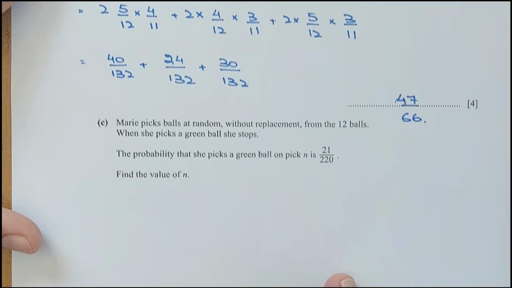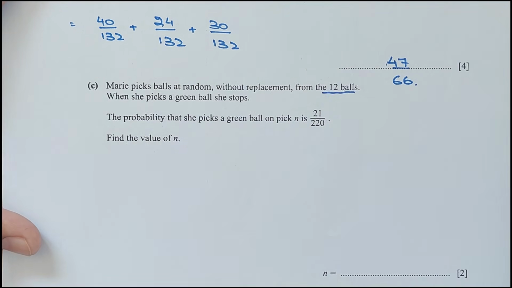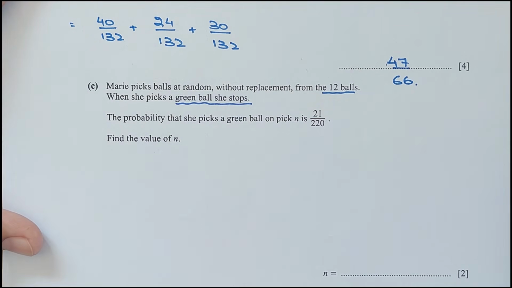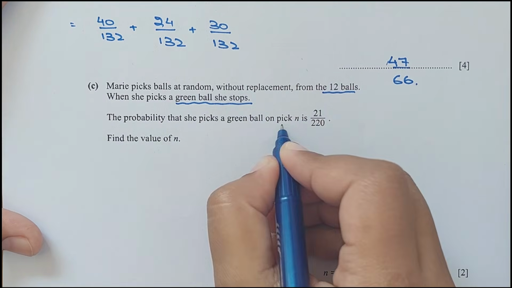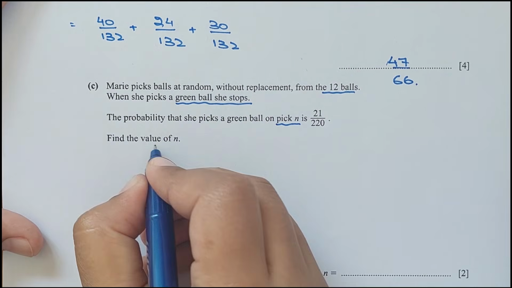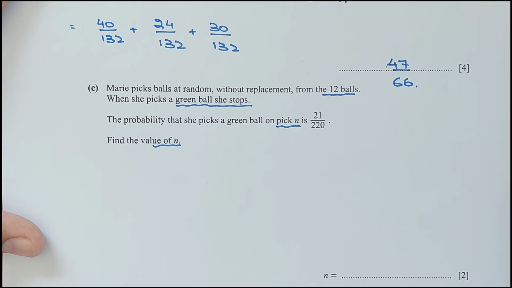All right. Now for part C, Maria picks balls at random without replacement from the 12 balls. When she picks a green ball, she stops. That is a condition. The probability that she picks a green ball on pick N is equal to 21 over 220. Find the value of N. At what pick does she stop? She picks the green ball.